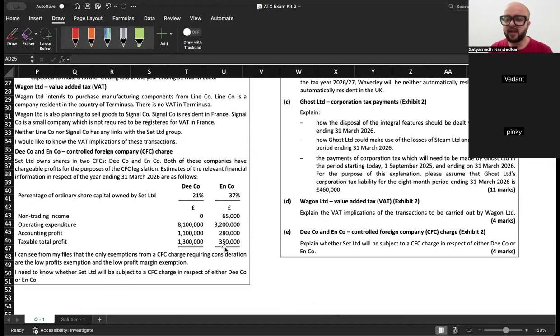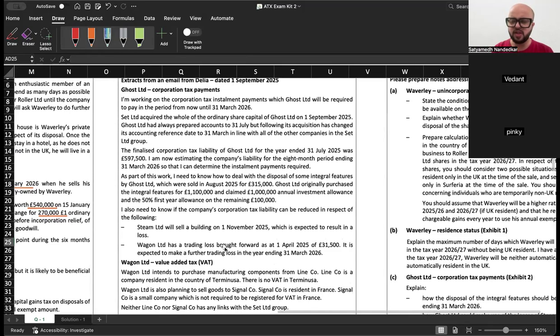Ghost Limited corporate tax payments. Explain how the disposal of integral features should be dealt with in the period ending 31 March 2026. How Ghost Limited could make use of the losses of Steam Limited and Wagon Limited in the period ending 31 March 26. The payment of corporation tax which will need to be made by Ghost Limited in the period starting today, 1st of September 25 and ending on 31st of March 26. For the purpose of this explanation, please assume that Ghost Limited's corporate tax liability for the 8-month period ending 31st of March 26 is 4,60,000. तीन चीजें देखना है. Disposal of integral features देखते हैं एक एक करके.